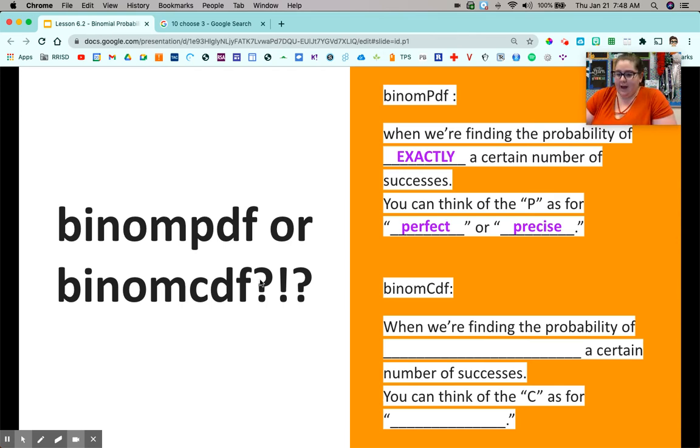Binomial CDF is when we're finding the probability of less than or equal to a certain number of successes. Sometimes it'll be worded as at most. Okay, but we can think of the C as for cumulative. So cumulative means kind of everything up to and including a certain value. So that's what we're doing here. We're doing everything up to and including a certain number of successes. So at most 5 would be an example of this type.